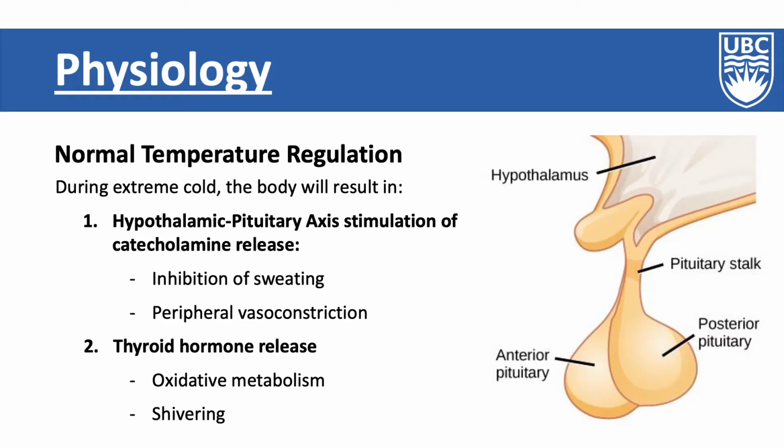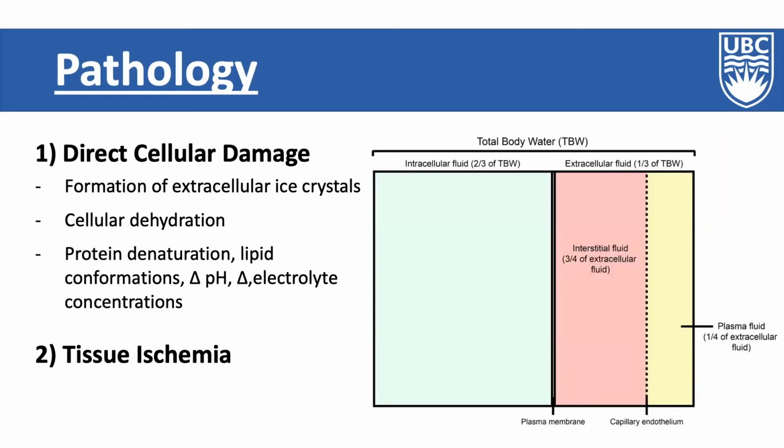And secondly, thyroid hormone. In this segment, the thyroid hormone is released, which acts on the skeletal muscles, resulting in quick contractions, otherwise known as shivering. As the body forces the muscles to work via shivering, it will break down ATP via oxidative metabolism, which will also help release heat. Next, let's take a look at pathology.